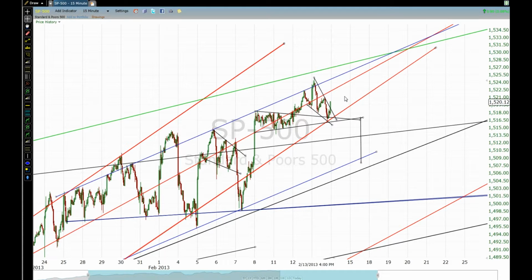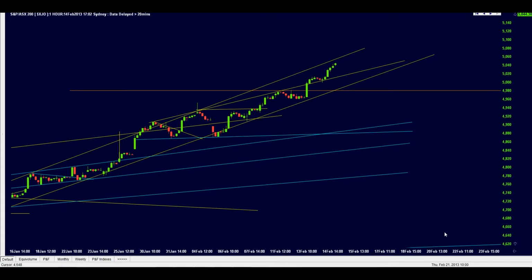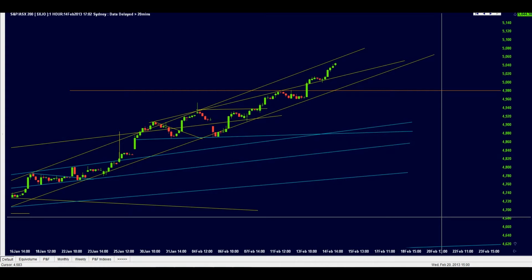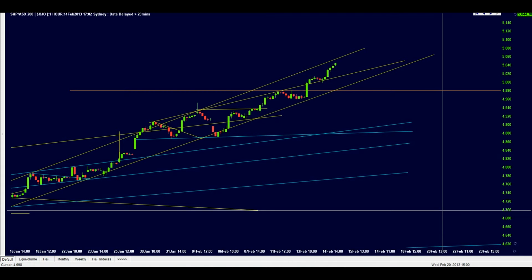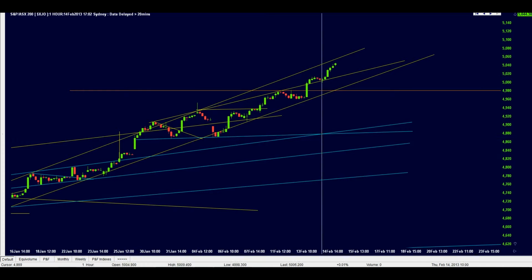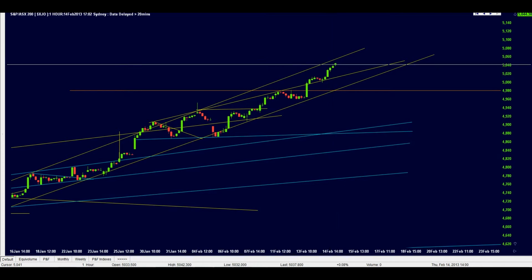That pretty much wraps up the S&P 500. Let's take a look now at the Asx200. Okay guys, I've got to be honest with you, there's not a lot I can actually tell you about the Asx200 today, because we're still within this rising channel defined by this top line and this bottom line that we've got drawn on the chart.